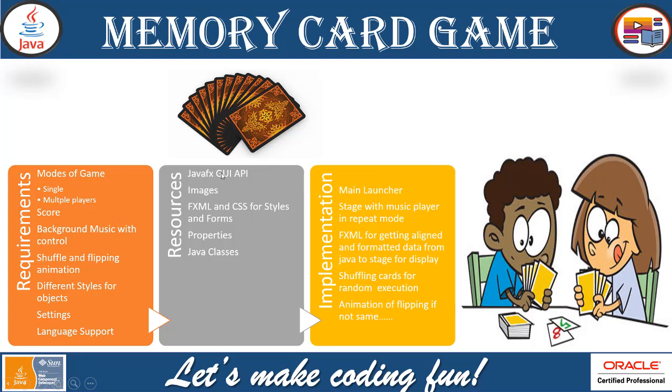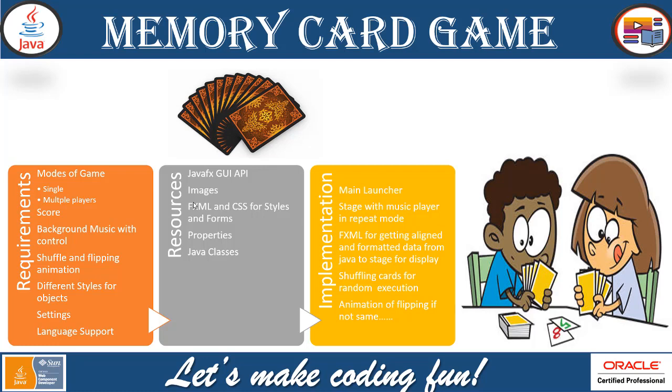Resources, what you need here: the JavaFX graphical user interface API for providing a user interface which is responsive and interactive, and images for the cards. Since it's going to be a deck card game, we need to have all kinds of cards from the deck. FXML and CSS for styles and forms will help you to make it more responsive and interactive, and make it more feasible to communicate the data from forms to the user interface and then the backend.